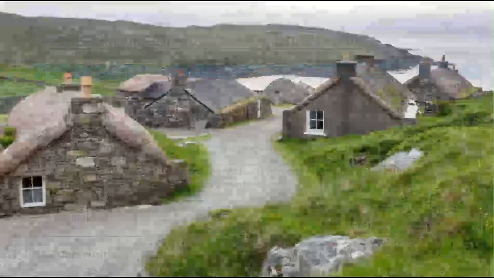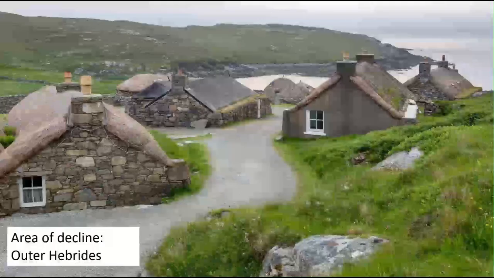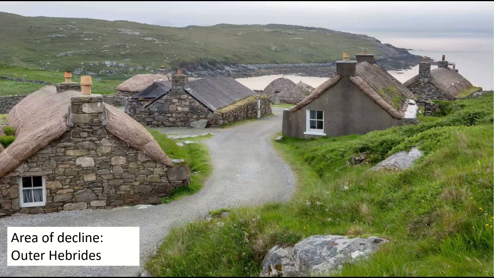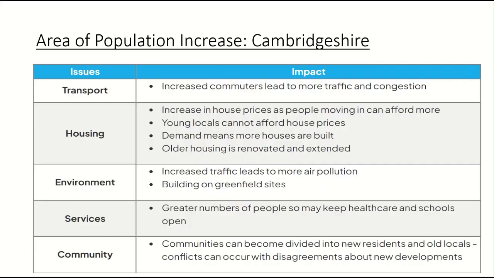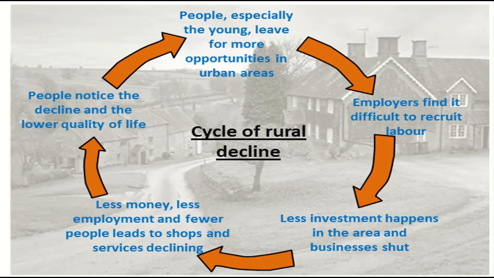We can also have the opposite. So an area of decline is the Outer Hebrides, and in the Outer Hebrides, this is now happening. They are having to close the schools, not enough children to go to the schools. And because families can't send their kids to school, they are starting to leave as well. And if this cycle continues, these areas will become poorer and poorer and poorer and have more and more issues.